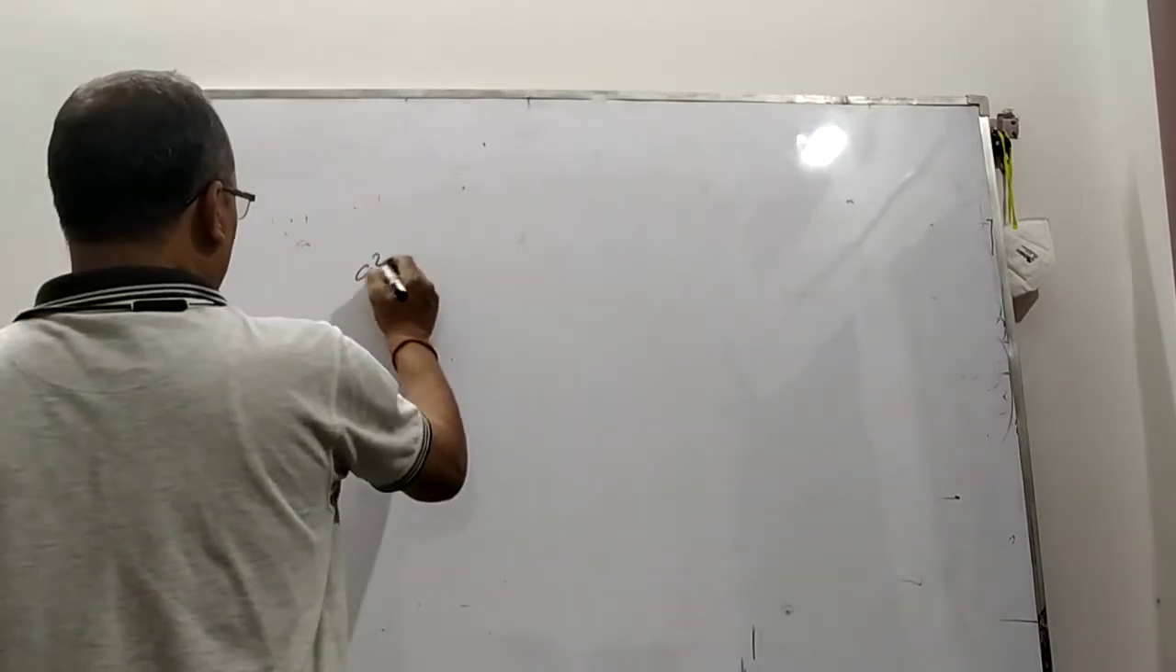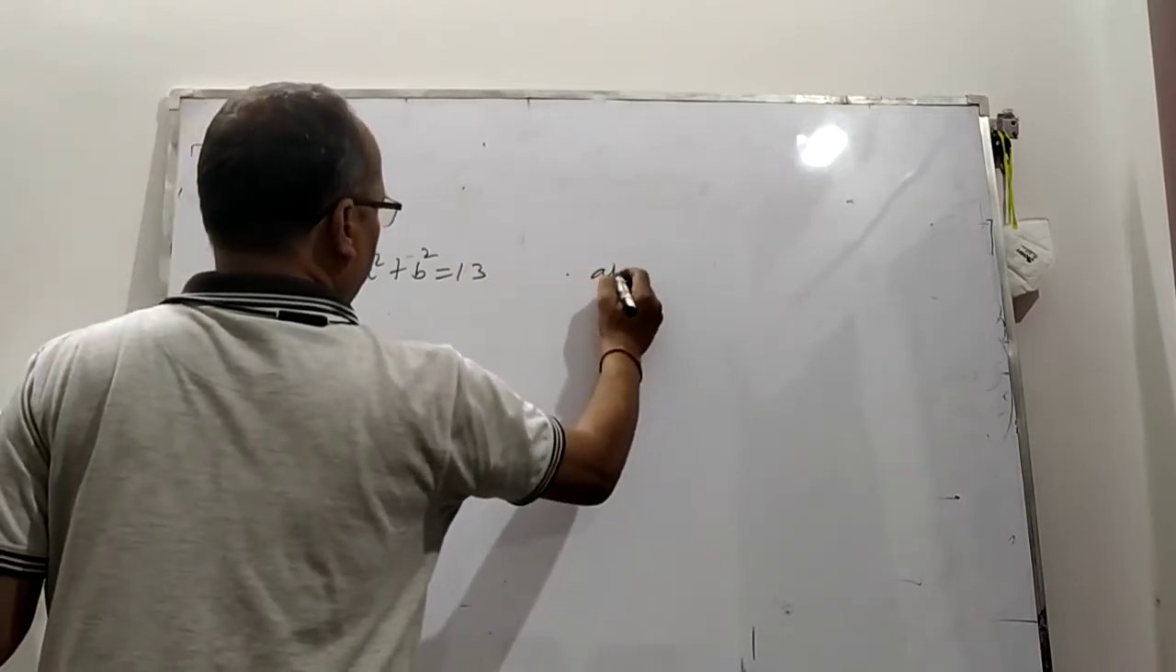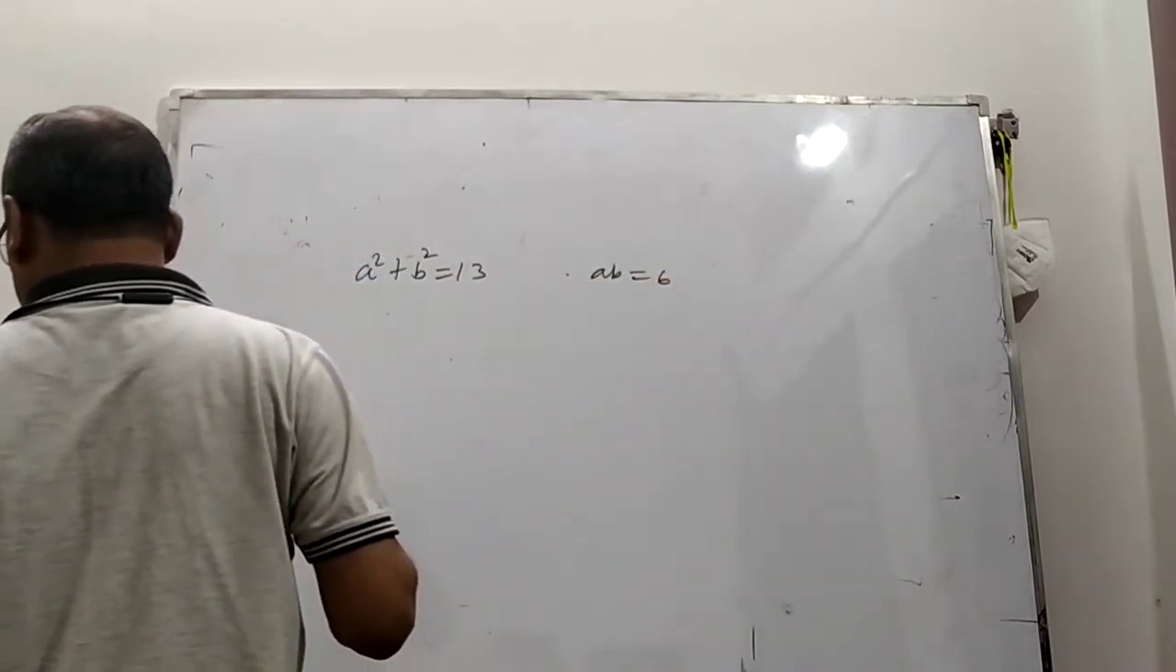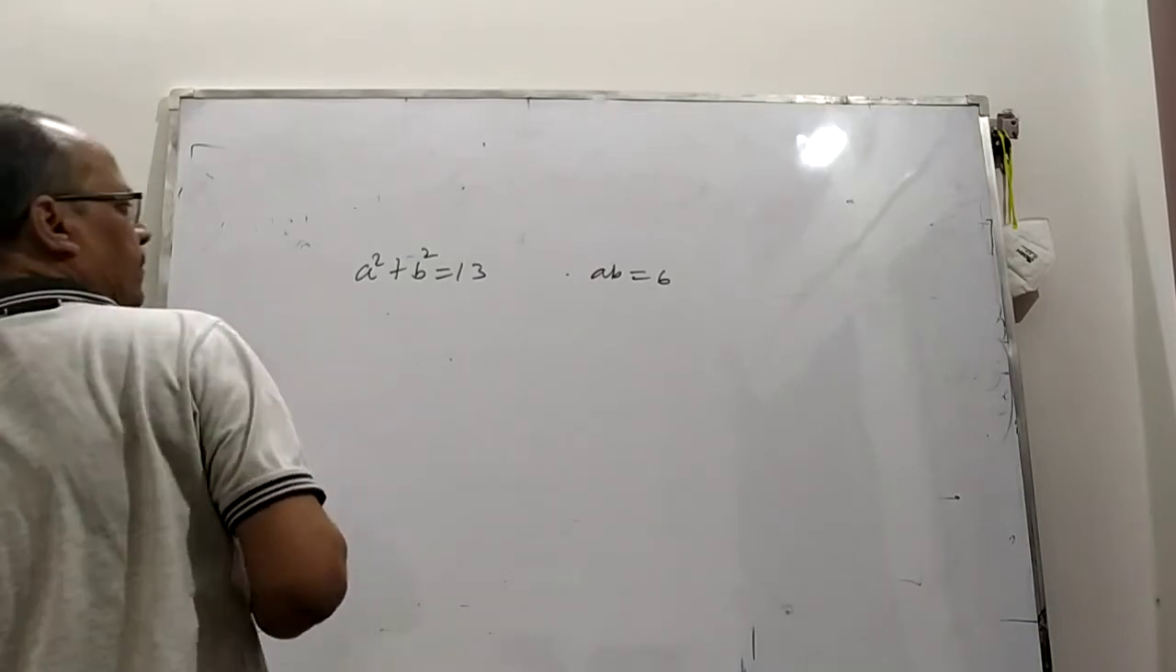It is given a square plus b square equal to 13 or ab equal to 6. Find the value of a plus b and a minus b.